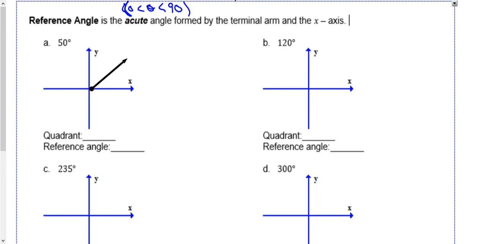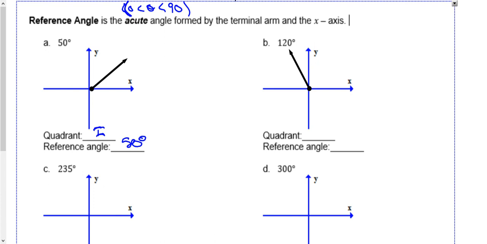My reference here, this is in quadrant 1. So the way we denote quadrant 1, just write the Roman numeral I there, and the reference angle is still going to be 50 degrees, because it's between 0 and 90 already, so we're good there. Next, if I drew on 120, 120 is going to be right here. There we go.